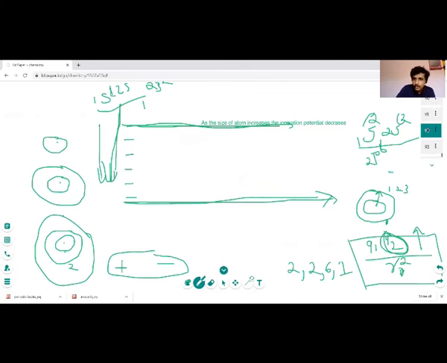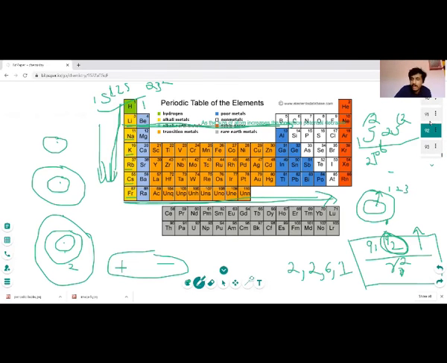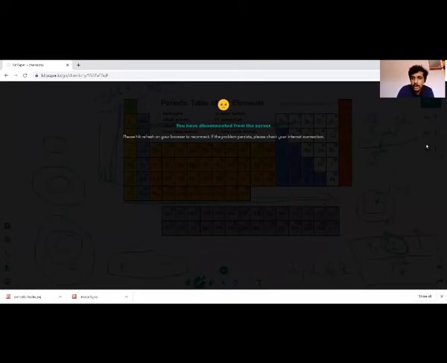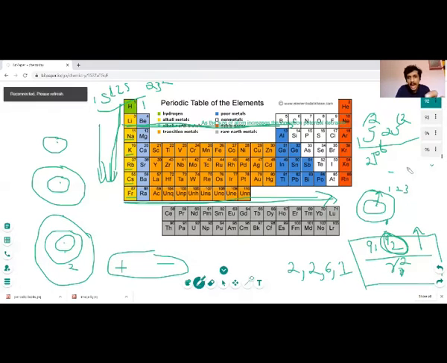So this is just the opposite of ionization potential in terms of definition. Ionization energy is the amount of energy you have to put in to remove the electron. But electron affinity is the amount of energy released when you add an electron. So in the periodic table, what happens?